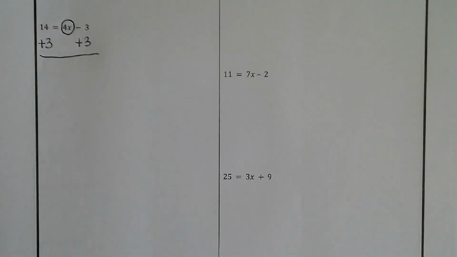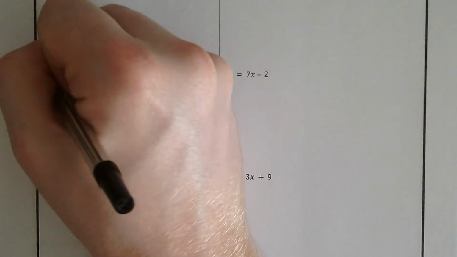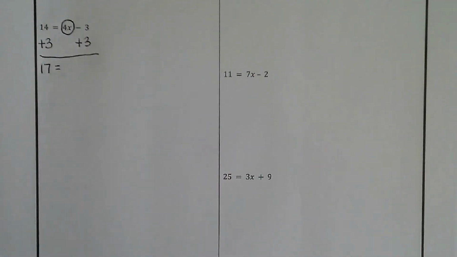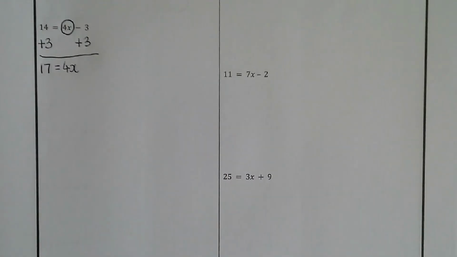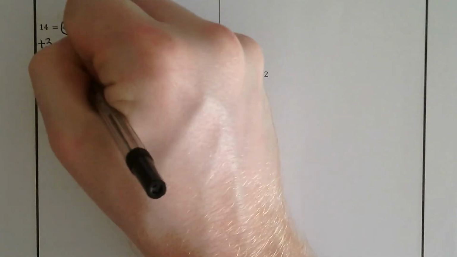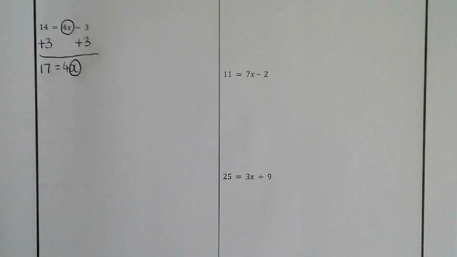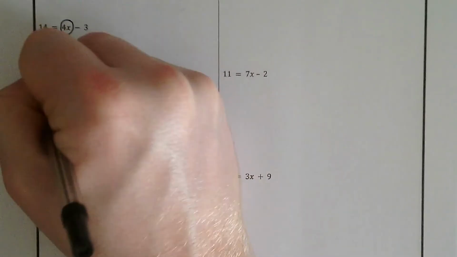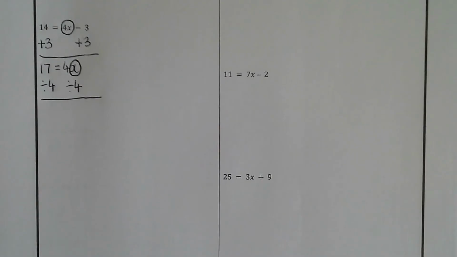If we read down the page, 14 add 3 is 17. The equal sign drops down. The 4x will drop down. But minus 3 add 3 will cancel each other out and leave us with nothing. Again, we're not done because x is not isolated by itself. So here we circle the x and we need to get rid of the times by 4. So both sides will be divided by 4.